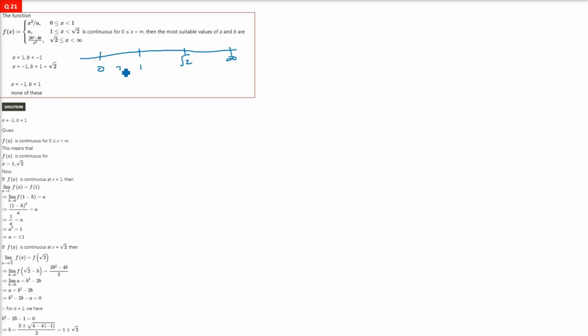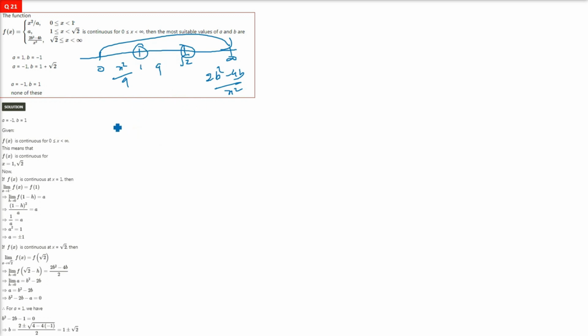And this whole function is continuous for x belonging to 0 to infinity. And then the most suitable values of a and b are. So we have to find the left hand limit and right hand limit for 1, and LHL, RHL for root 2. We will equate and we will get the values of a and b. Let us start with x equals 1 first. Then we'll talk about x equals root 2.